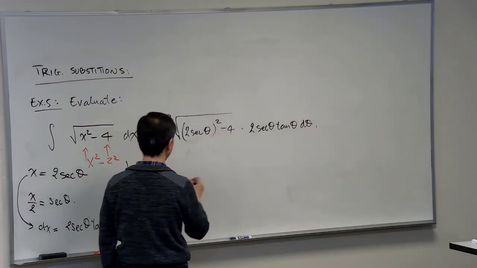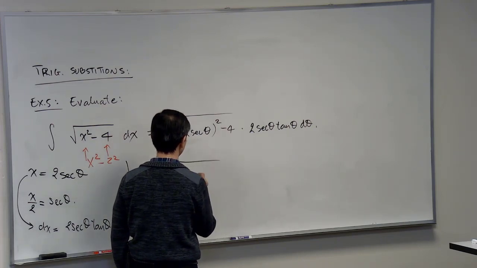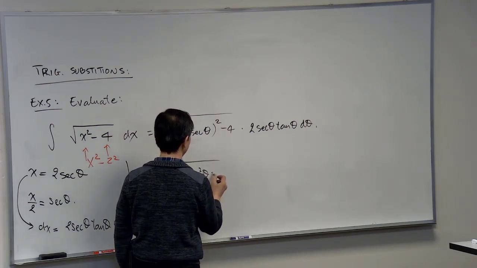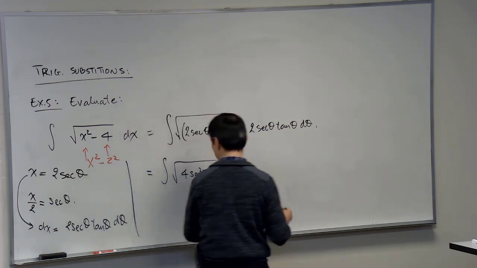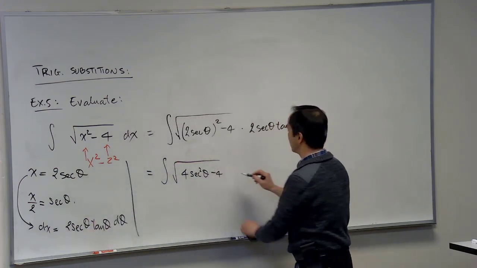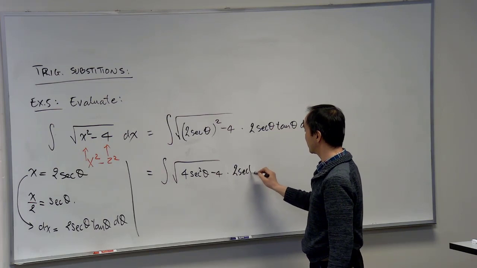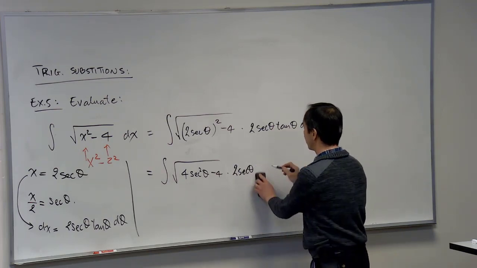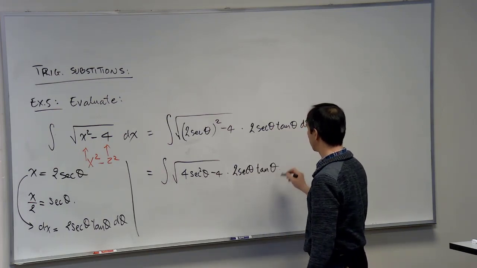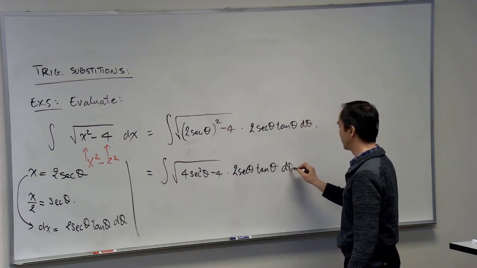And so that's making it here. One more step, I'm writing it down carefully. We're looking at 4 secant squared theta minus 4, then multiply with 2 secant theta tangent theta, d theta.